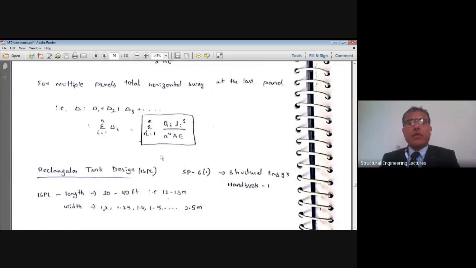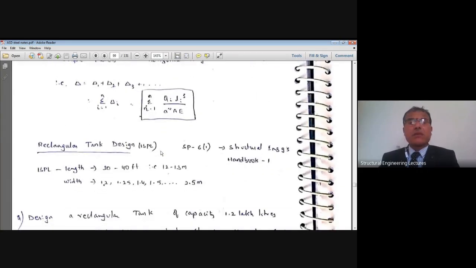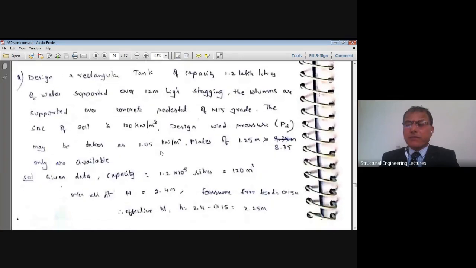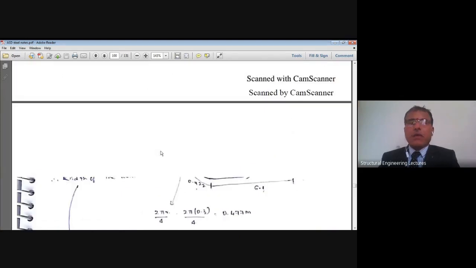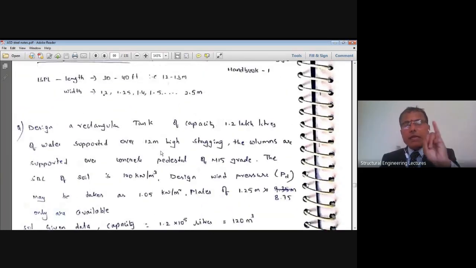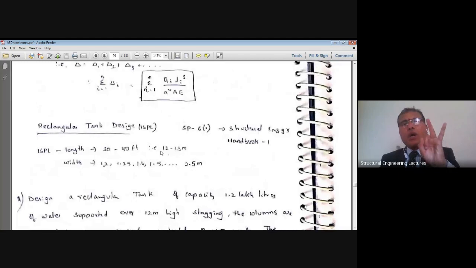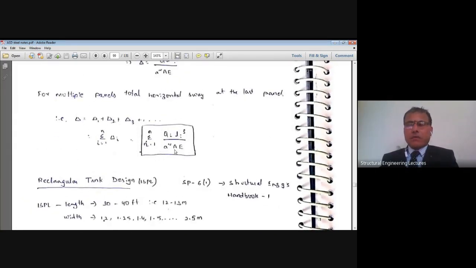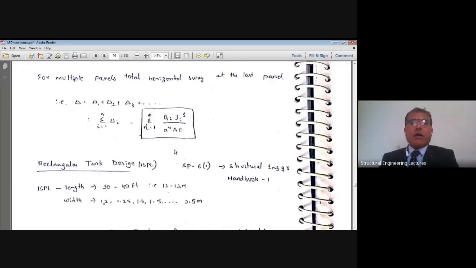Students, I hope you understood the discussions and the codal specifications, how the loads need to be taken on rectangular plated tanks, and on rectangular pressed steel tanks. In the next class, we shall meet with a numerical problem using these codal specifications.